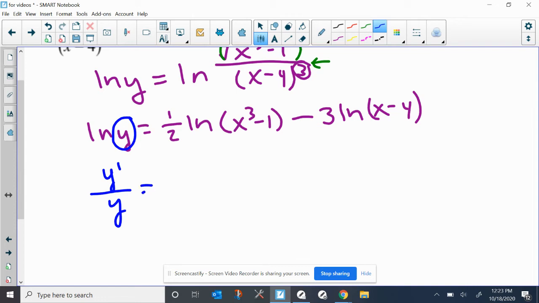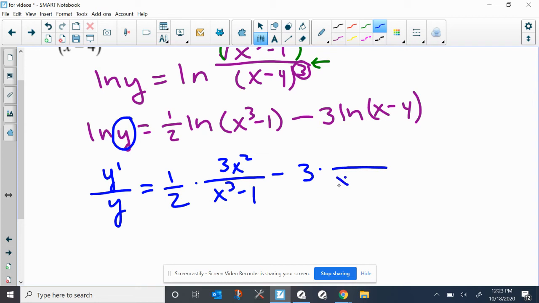Equals, I'm going to keep my coefficient of 1/2, and then I'm going to multiply that by u prime over u. My u is x cubed minus 1, and then the u prime is the derivative of that, 3x squared. Minus, I'm going to keep the coefficient of 3, so that could actually go into the numerator if I want. I'm just going to say 3 times u prime over u. U is x minus 4, and then the derivative of x minus 4, my u prime, is 1.